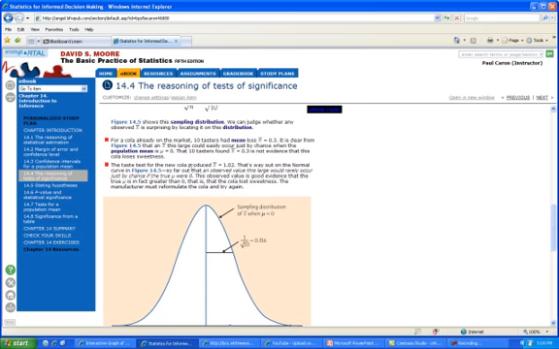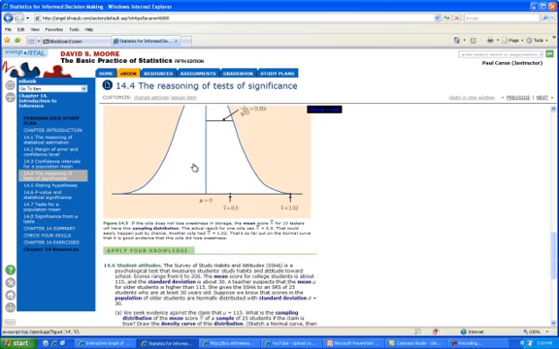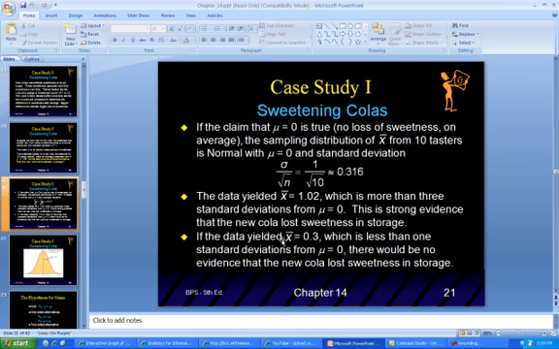The taste test for the new cola produced an x bar of 1.02. That's way out in the normal, because here's 1.02. It is so far out that an observed value this large would rarely occur just by chance. So this observed value is good evidence that the true mu is in fact greater than 0. That is, the cola lost sweetness. Way out here, that means it's too far out, so the manufacturer must reformulate the cola and try again. So that can be kind of complicated. That's all this says.